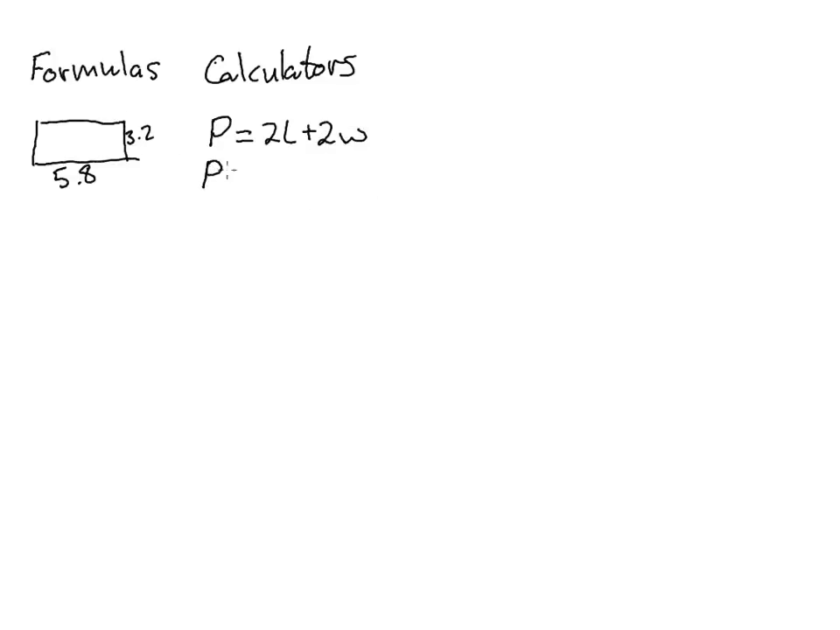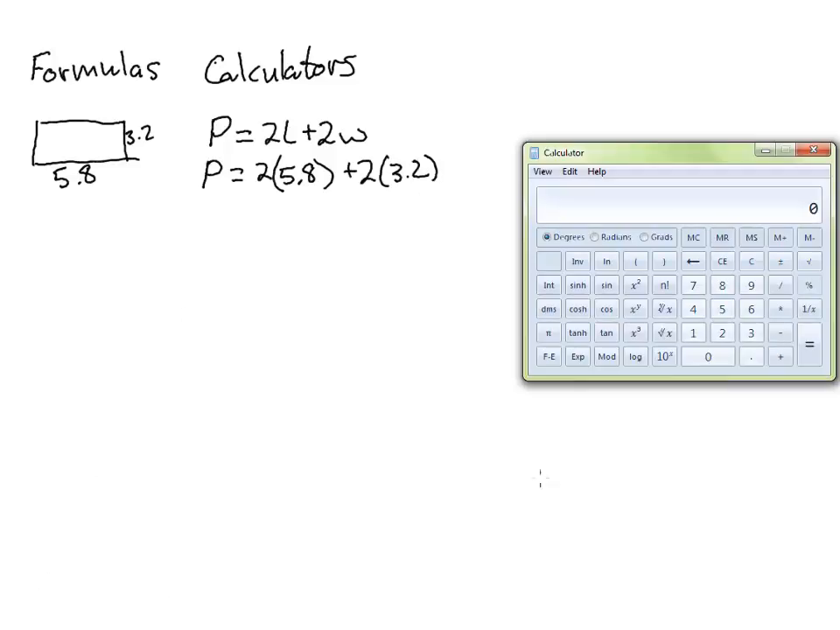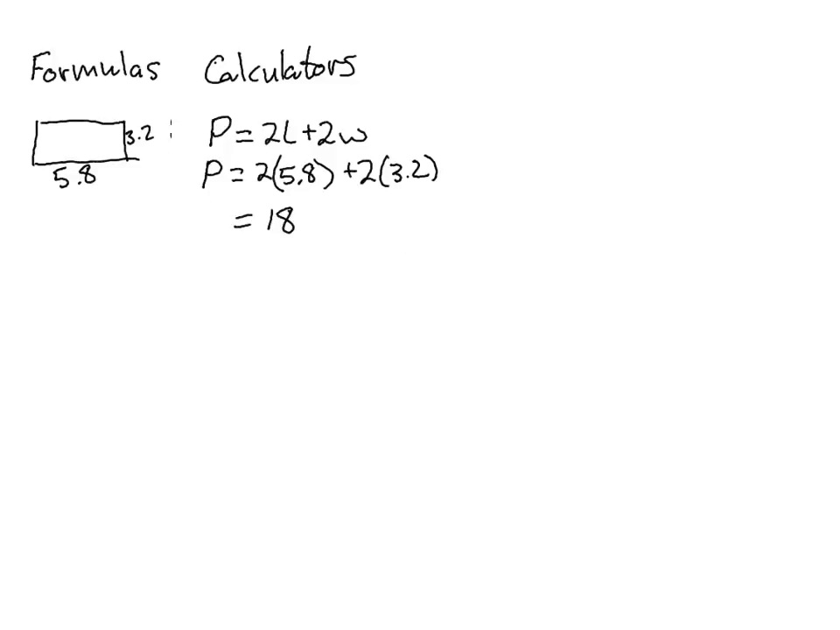You're like, hey, I know how to do that. P equals 2 times the length, which is 5.8, plus 2 times the width, which is 3.2. And you pull out your trusty calculator and let's see what that is: 2 times 5.8 plus 2 times 3.2. It equaled 18. If this was in inches and that was in inches, then adding these up would still be in inches and we get the right units.